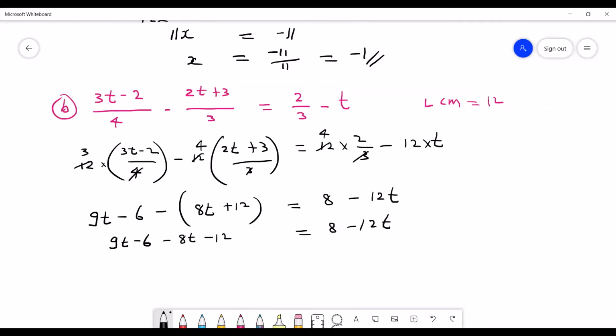Now bring the variable terms to the left hand side. In left hand side 9t and minus 8t is already there. We will bring this minus 12t to the left hand side, so this will become plus 12t. Now transpose all the constants to the right hand side. Minus 6 will become plus 6, and minus 12 becomes plus 12.